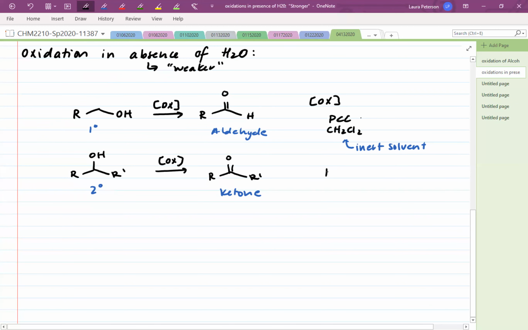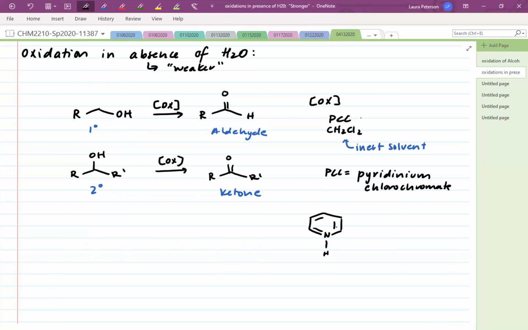So PCC equals pyridinium chlorochromate. And it has this structure. Okay, so remember I had told you, as we've been working through this semester, that IUM ending tells us something. It tells us that we have a cation. So specifically, we have the conjugate acid of pyridine. So we learned what pyridine's structure was earlier in this chapter, because we were talking about pyridine as a base that was used with thionyl chloride to convert alcohols to acid chlorides.